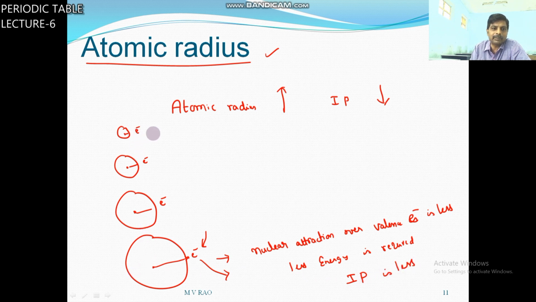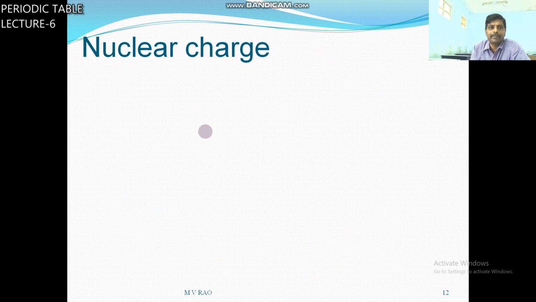Small atom, more IP value. Large atom, less IP value. That means atomic radius is inversely proportional to ionization potential.